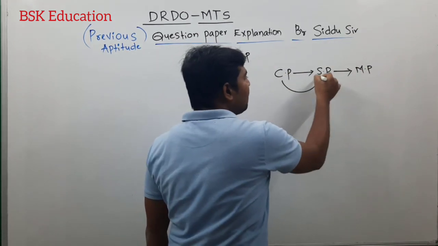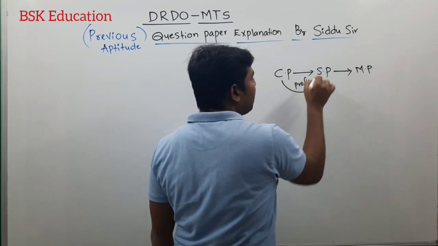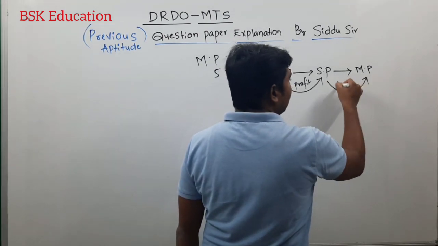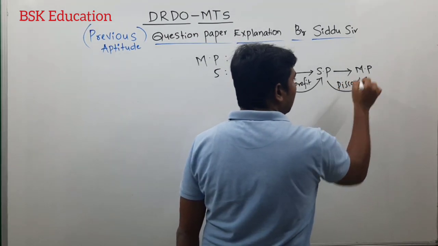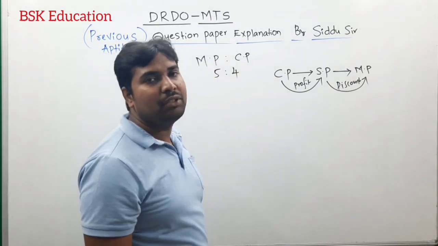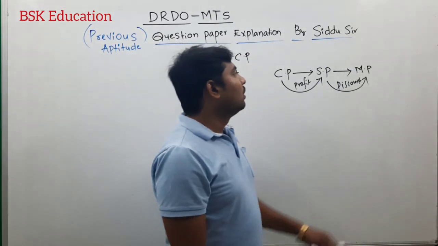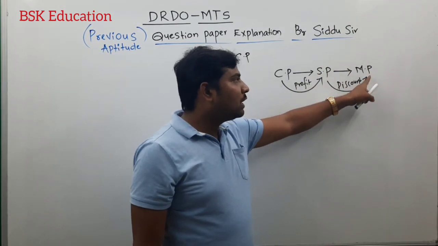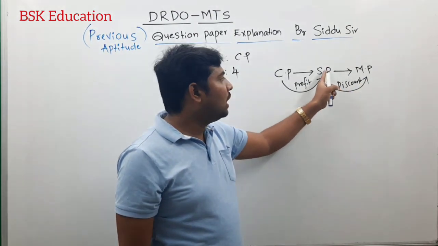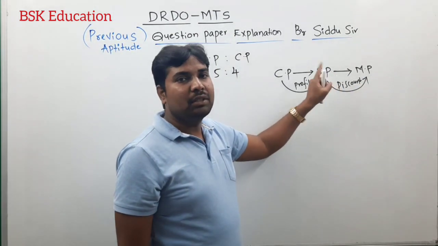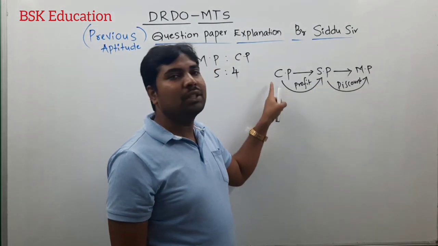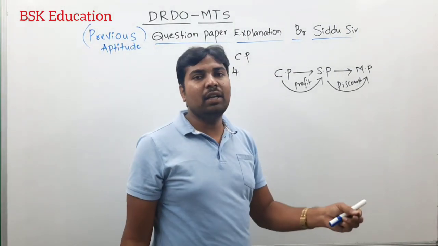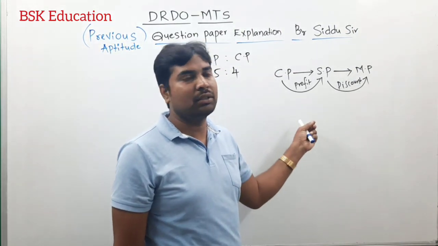If you add the profit to the cost price, you will get the selling price. If the discount is added to the selling price, you will get the market price. Simple, from right side to left side. If you subtract the discount from the market price, you will get the selling price. If the profit is subtracted from the selling price, you get the cost price. So these are the procedures we have to follow to calculate the discount. So simple.